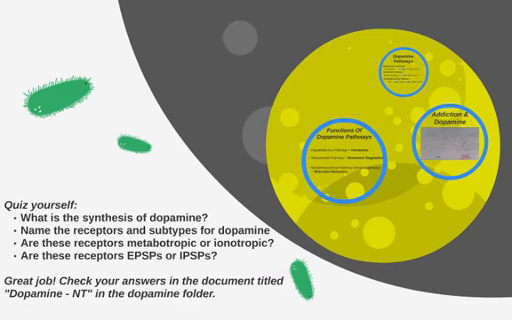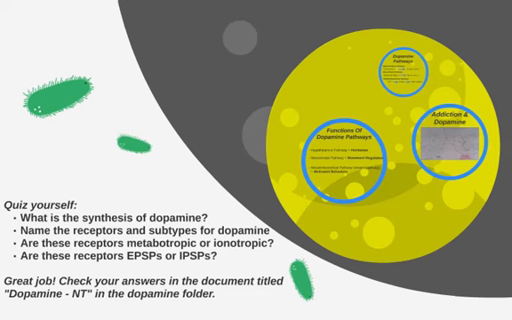So let's have a quick quiz for yourself to see where you're at. First question, what is the synthesis of dopamine? Name the receptors and subtypes for dopamine. Are these receptors metabotropic or ionotropic? Are these receptors excitatory or inhibitory? Great job. Now check your answers in the document titled Dopamine NT in the dopamine folder.